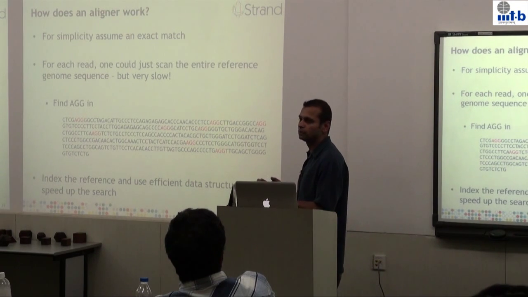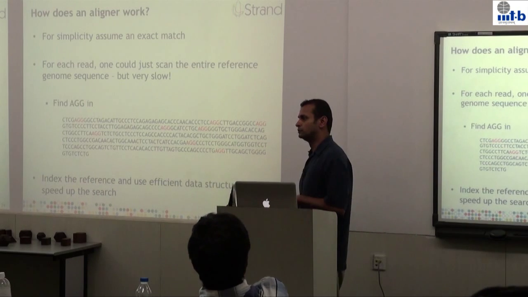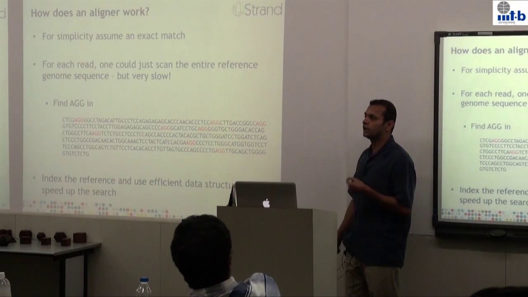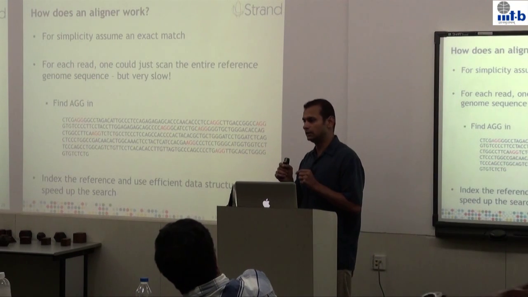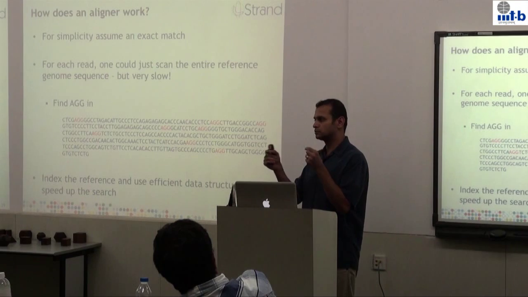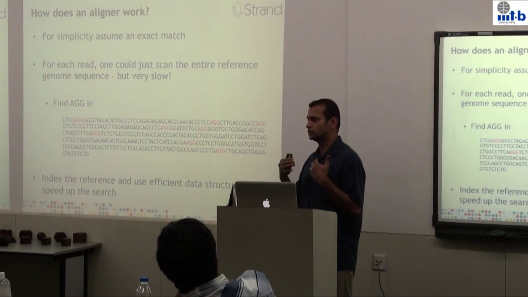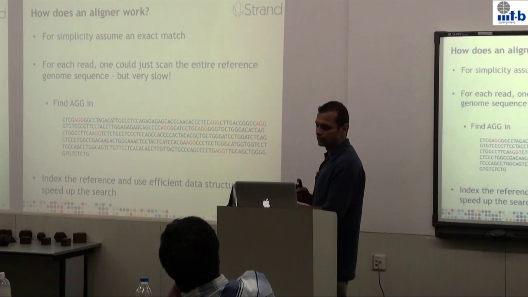Typically what people have done is they have indexed the 3 billion base reference genome and use that index to find these seeds, the matches for those seeds, very quickly. And once you find the matches quickly, then in that region you just do local dynamic programming and try to figure out the gaps and mismatches to finally align the read to the reference genome.